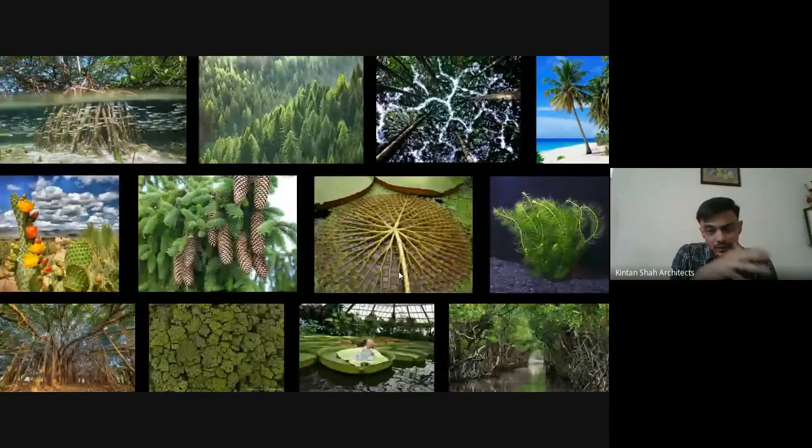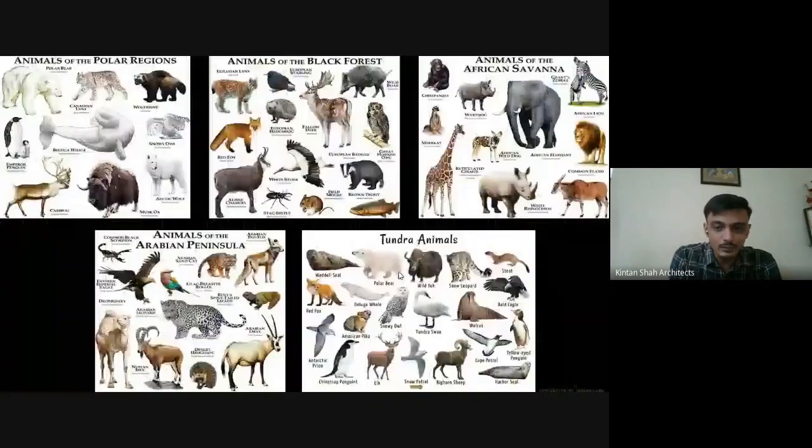So this is just a small example of how nature has evolved in the plant kingdom with time. Similarly, in the animal kingdom, there are many creatures in various regions that you see, and how they have adapted over time to suit the situations and conditions.